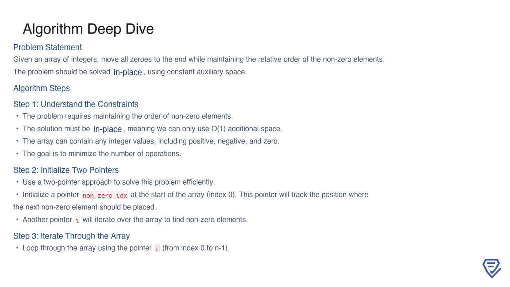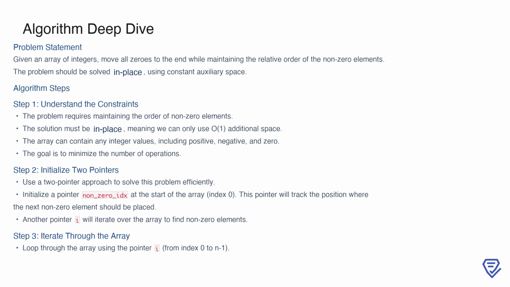To begin, we need to understand the constraints. The order of non-zero elements must remain unchanged, and we have to use only the given array for all modifications. Additionally, the array can consist of any integer values, positive, negative, or zero. To achieve this efficiently, we'll use a two-pointer approach. The first pointer, non_zero_idx, will track the position where the next non-zero element should be placed, starting at index 0. The second pointer, I, will iterate through the array, identifying non-zero elements.